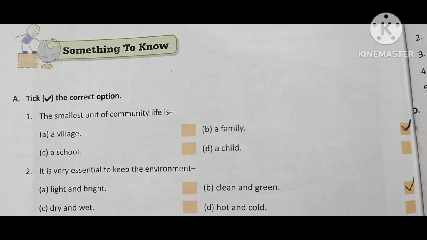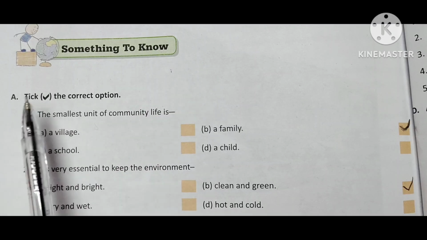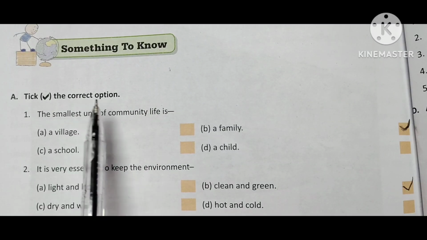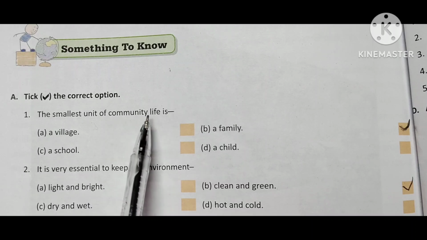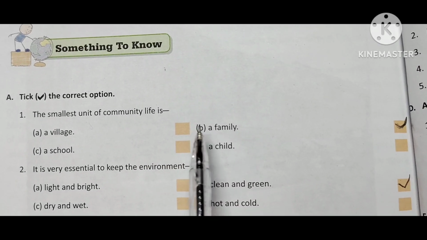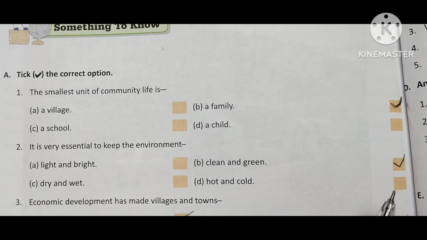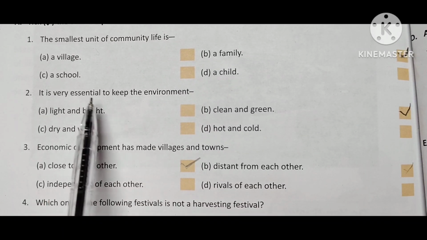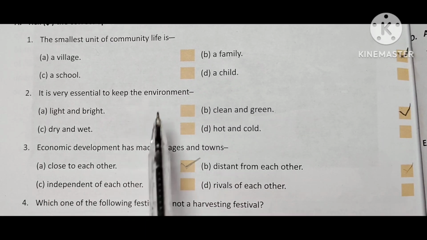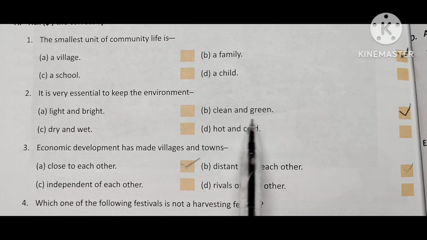Page number 180. Something to know. A. Take the correct option. First, the smallest unit of community life is. Answer is option B, a family. Second, it is very essential to keep the environment. Answer is option B, clean and green.